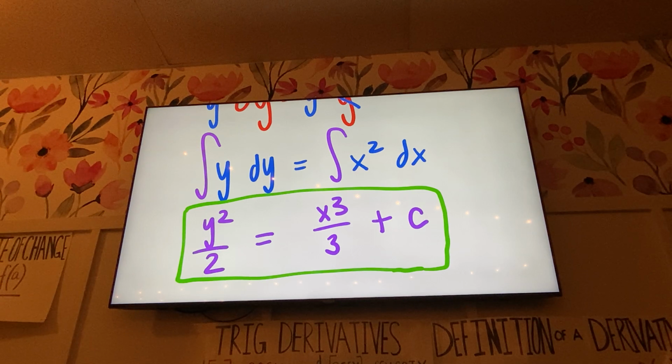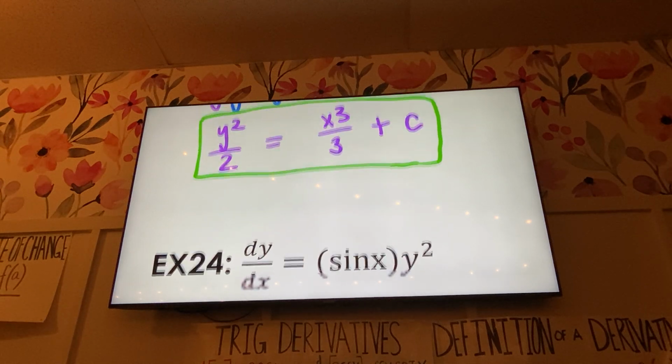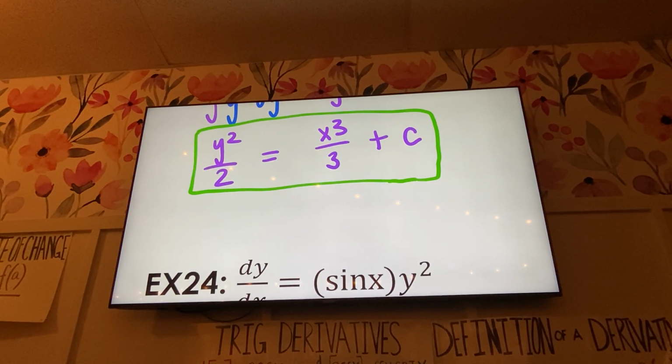On your homework, I have 2 things boxed. I have your general solution boxed because I want you to check to make sure, did you integrate correctly? That is the first box. The second box is actually solving for y. So on this one, if I wanted to solve for y, what would you do next? Times 2. So then I would get y squared equals 2x cubed over 3.